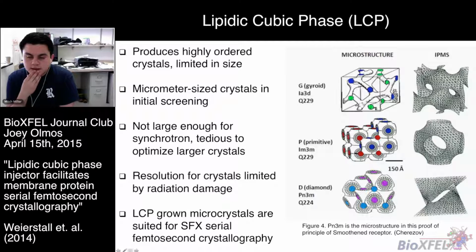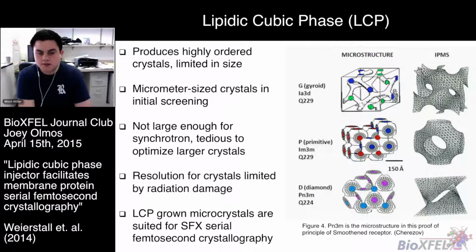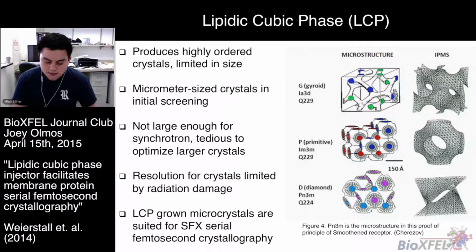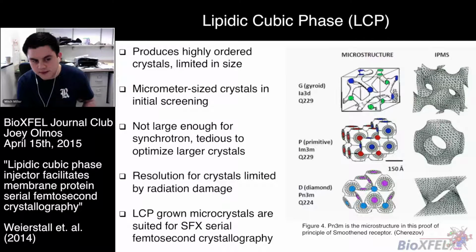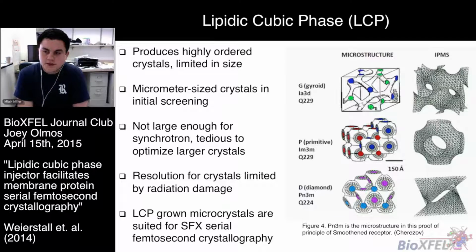So using lipidic cubic phase as a crystallization method for membrane proteins, you'll often get micrometer-sized crystals in initial screenings, but it will usually be very tedious and laborious to optimize those to be larger for use at a synchrotron light source. And the resolution of these crystals is usually limited by the radiation damage that's inherent to all X-ray crystallography structure determination techniques. But again, because you get these micrometer-sized crystals in initial screening, if you're able to do that reproducibly, then those LCP-grown microcrystals are suited for serial femtosecond crystallography.